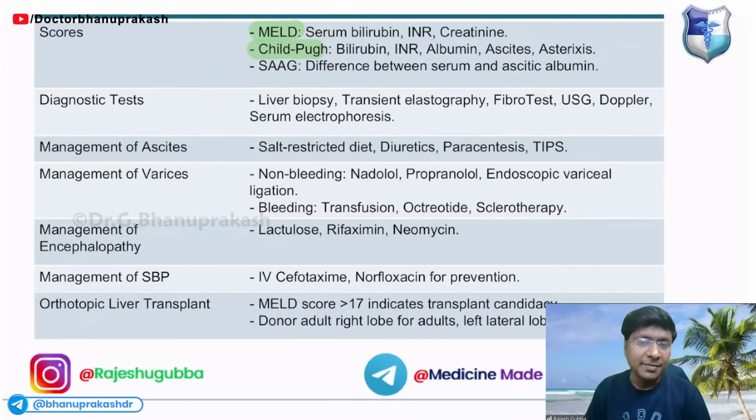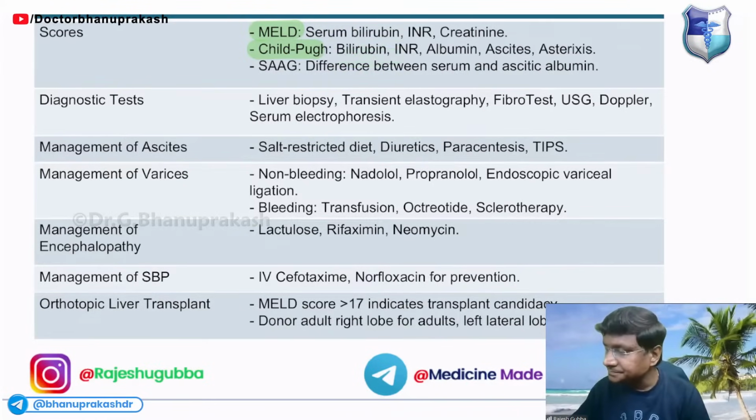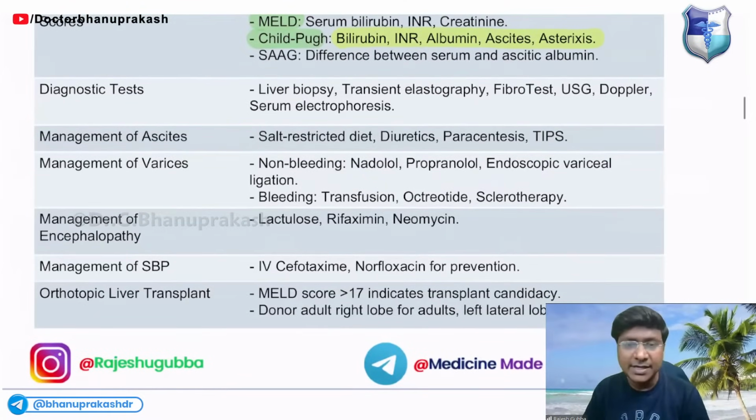So in the MELD score, the parameters are bilirubin, INR, creatinine. Whereas in the Child-Pugh score, the parameters are bilirubin, INR, albumin, ascites, as well as asterixis. That is in case of the Child-Pugh score.